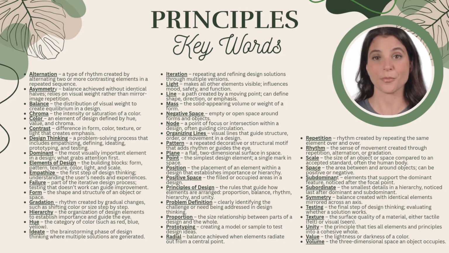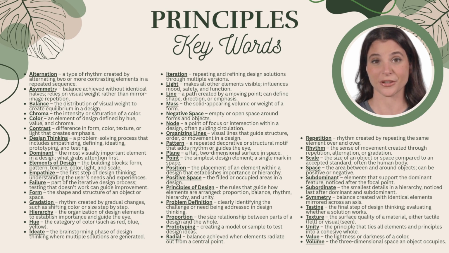Design thinking, a problem-solving process that includes empathizing, defining, ideating, prototyping, and testing. Dominant, the most visually important element in a design. What grabs attention first? Elements of design, the building blocks: form, pattern, texture, color, light, and scale. Empathize, the first step of design thinking, understanding the user's needs and experiences. Failure, part of the iterative design process. Testing that doesn't work can guide improvement. Form, the shape and structure of an object or space.